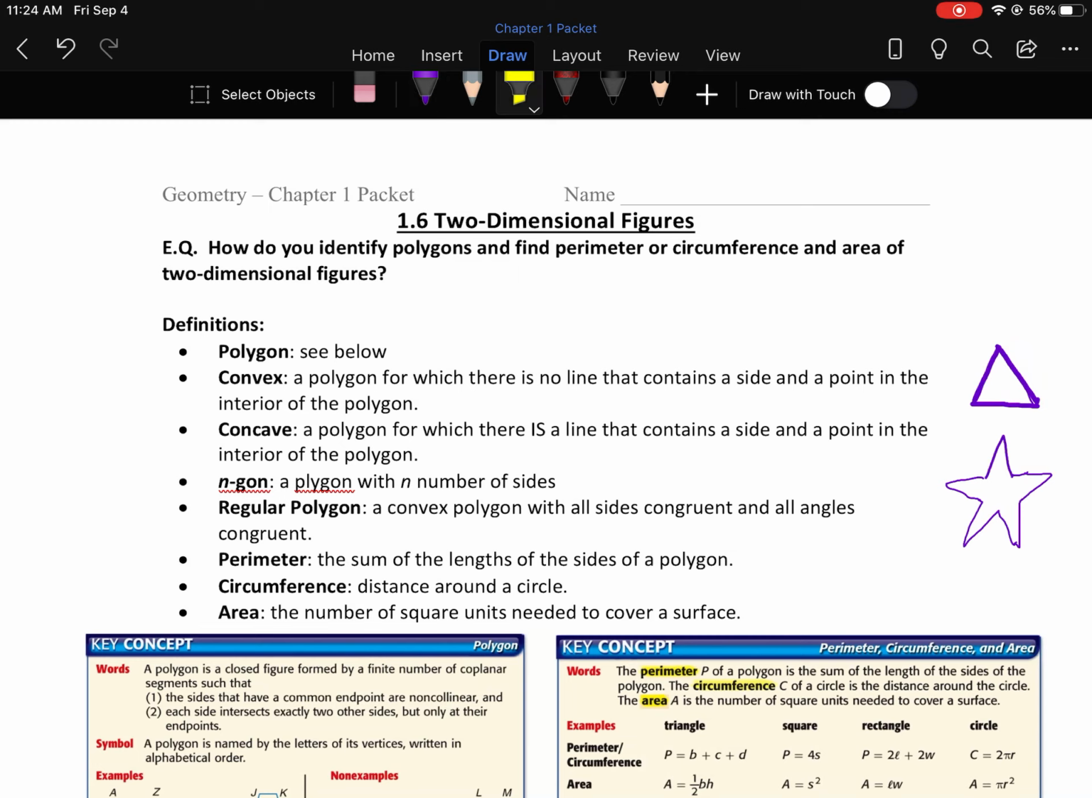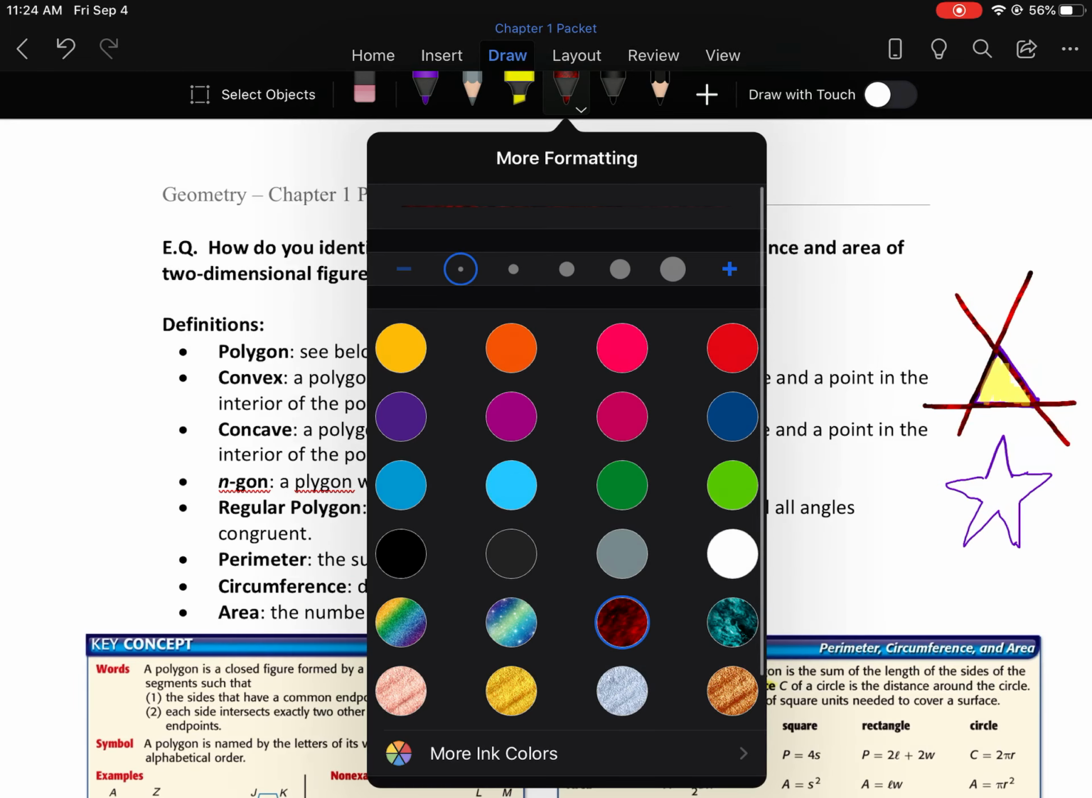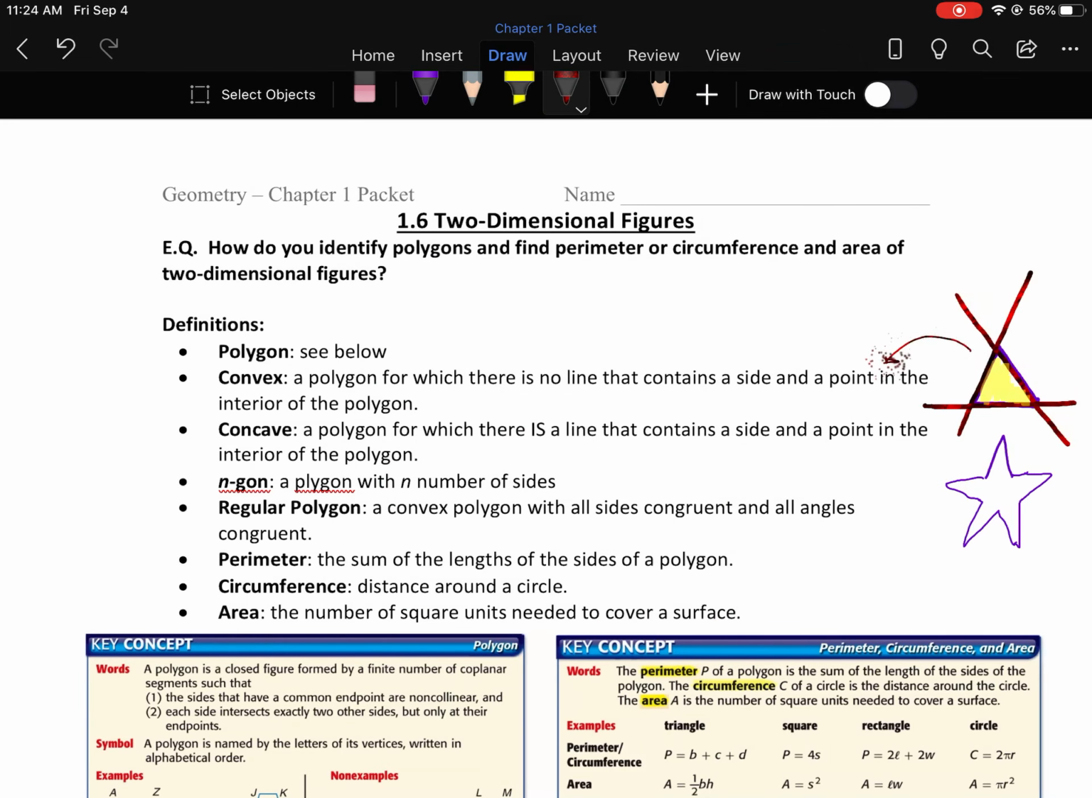So let's look at this. All right, we'll use the red magic pen. So convex, it says there's no line that contains a side and a point in the interior of the polygon. So meaning if we are to extend every side of this, these extension lines will not go on the inside of the figure. So see how I extend every single side and it does not mess up anything on the inside. There's no points. So that means that one is convex.